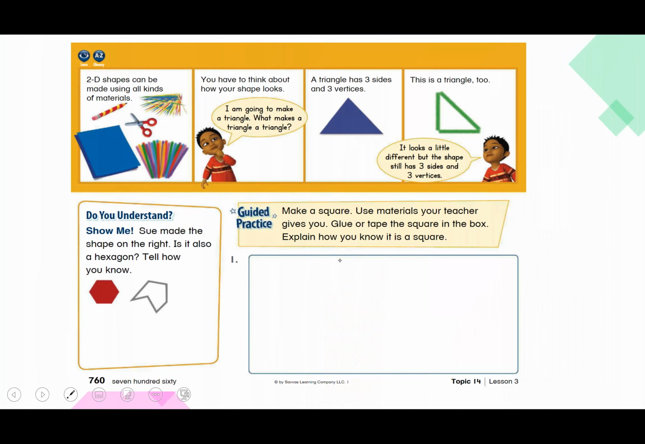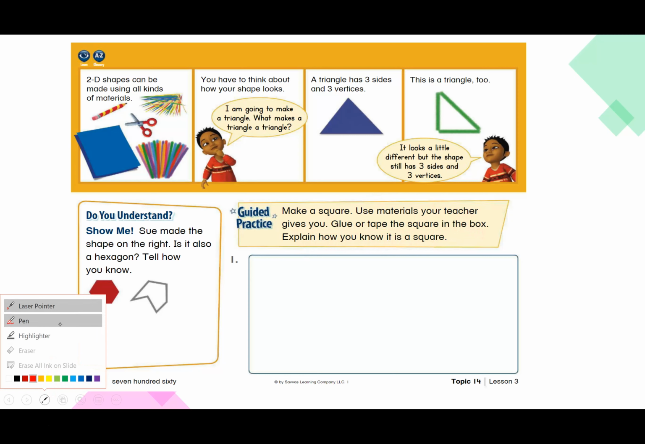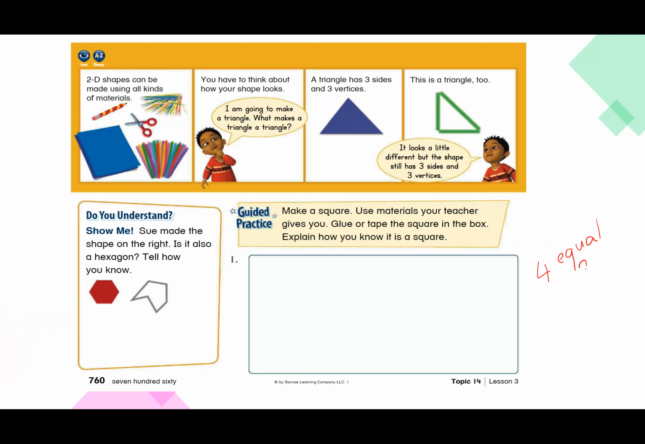Next, page number 760. Make a square. Use materials your teacher gives you. Glue or tape the square in the box. Explain how you know it's a square. Now, what are the attributes of a square we learned? We learned that a square is a shape. It has four equal sides, right? All the sides are equal for a square, and also four vertices.